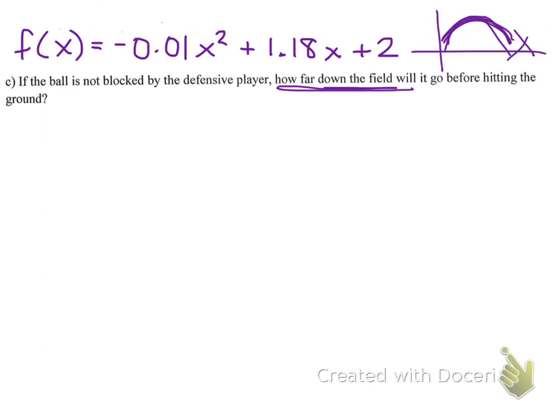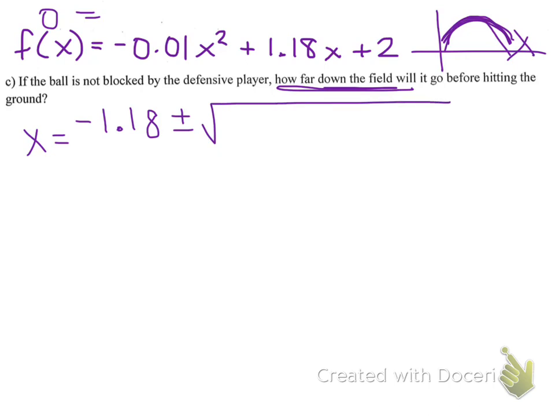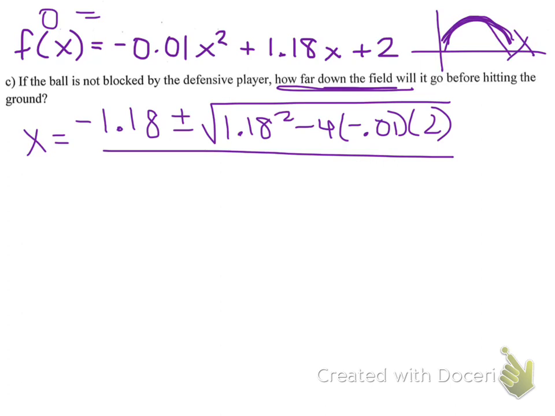And the way we do that is you set these equal to 0. So obviously this is not going to be factorable, so this will be quadratic formula. So I have negative 1.18 plus or minus the square root of 1.18 squared minus 4 times a negative 0.01 times 2, all over 2 times a negative 0.01.